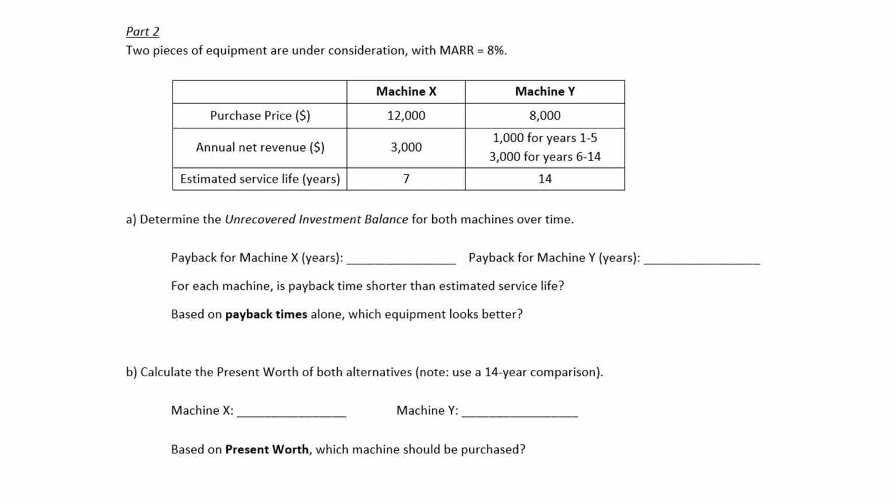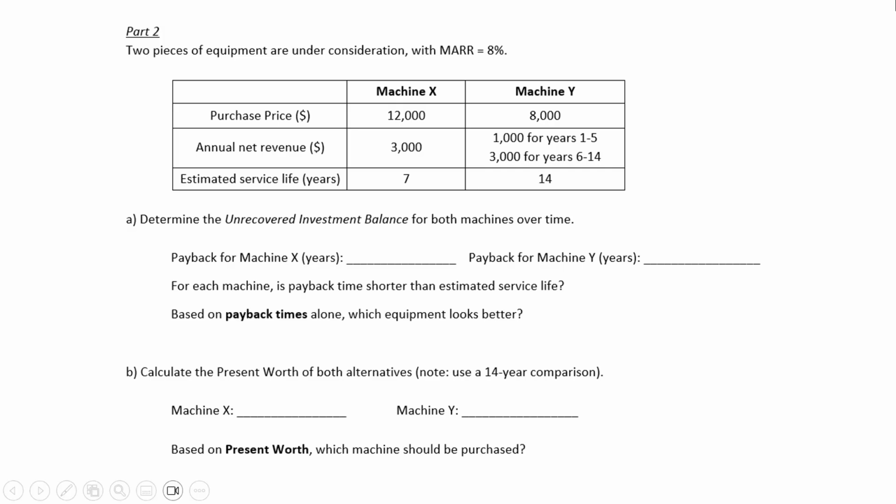All right, so part 2 on this problem. Let's consider a different scenario. We've got machine X and machine Y, and this is going to show you why you can't just pick the item that has the quickest payback period. Payback times alone aren't necessarily going to identify the equipment that is the most profitable.